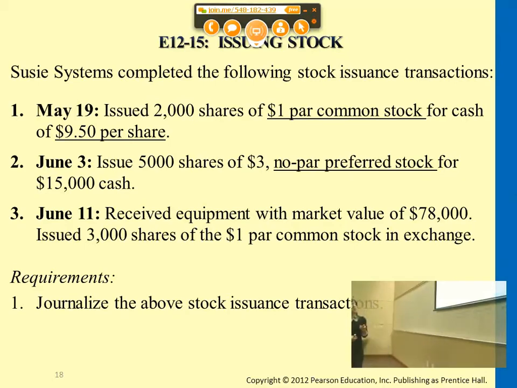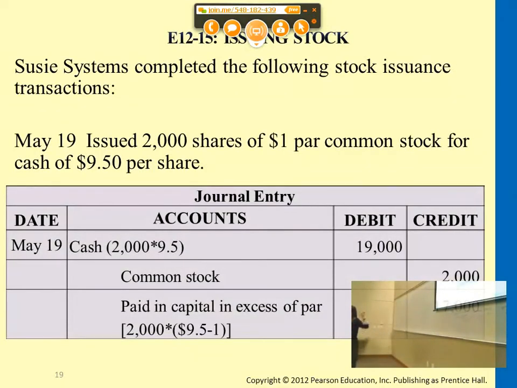Okay, so for this transaction, May 19th, there will be 3 accounts here. Debit cash, 2,000 shares times the issue price. Credit side, common stock is always the number of shares times face value, if there is one face value. And the excess over par, market price minus face value, $8.50 times the number of shares. So there's premium $17,000, and there's common stock face value times shares, 2,000. If we were to post this to T accounts, right-hand side common stock 2,000, paid-in capital in excess of par $17,000.